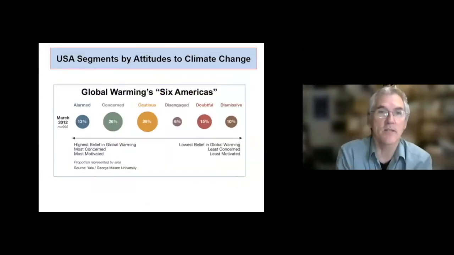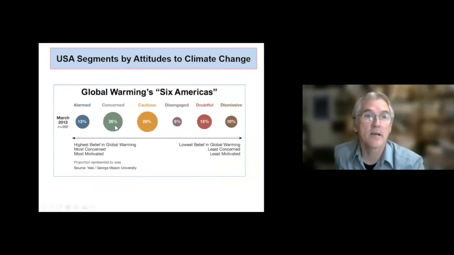Here's one, a study they call Global Warming's Six Americas. 13% of the population, they say, are alarmed, 26% concerned, 29% cautious, 6% disengaged, 15% doubtful, 10% dismissive. Those are their segments.